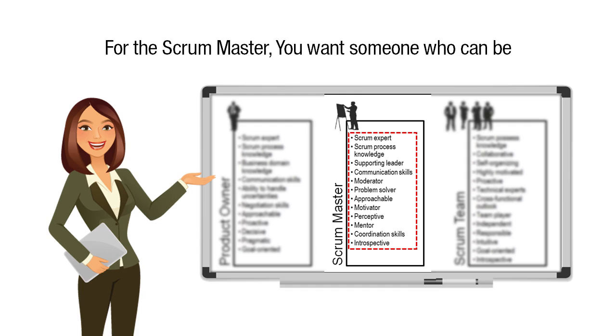For the Scrum Master, you want someone who can be a Scrum expert, supporting leader, a moderator, and a problem solver, someone who's approachable, a motivator, someone who's perceptive, someone who can act as a mentor, someone with great coordination skills, and someone who's introspective.